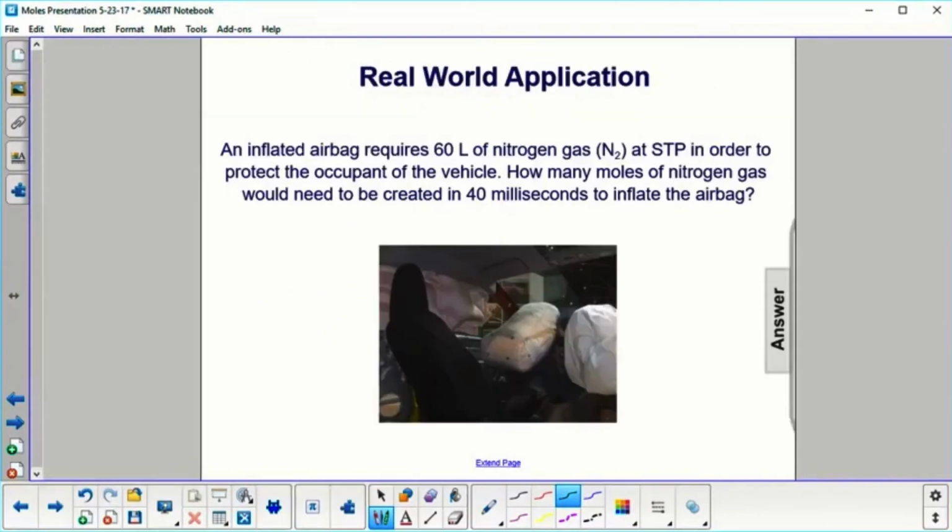An inflated airbag requires 60 liters of nitrogen gas at STP in order to protect the occupant of the vehicle. How many moles of nitrogen gas would need to be created in 40 milliseconds to inflate the airbag? Well, we just had the equation where the number of moles, n, is equal to your sample volume divided by the molar volume. So it turns out you don't need the 40 milliseconds at all. That's just thrown in there for educational purposes, but not needed for the problem.